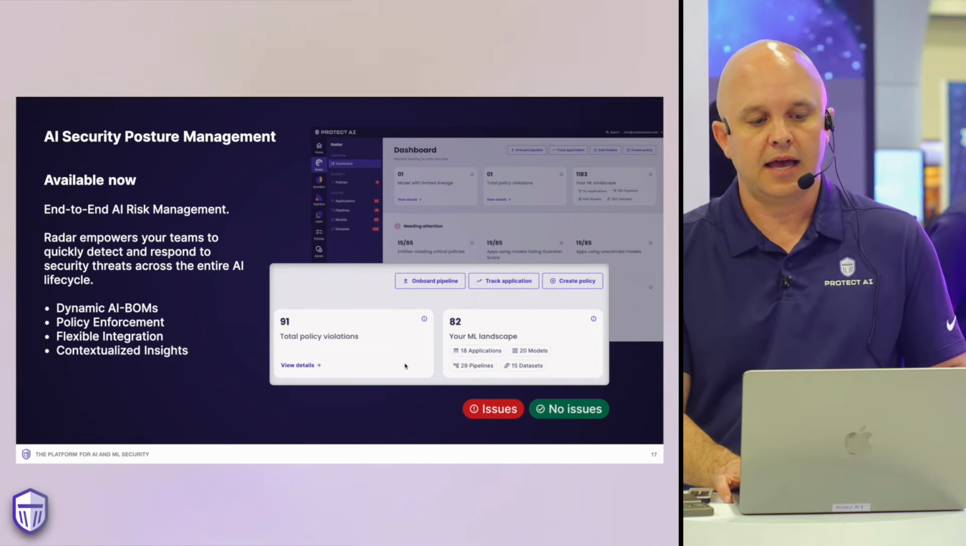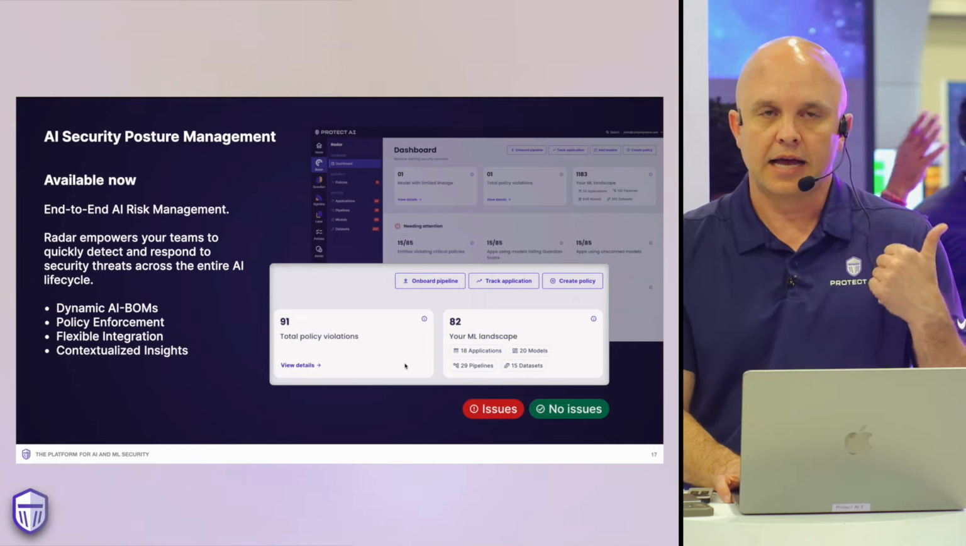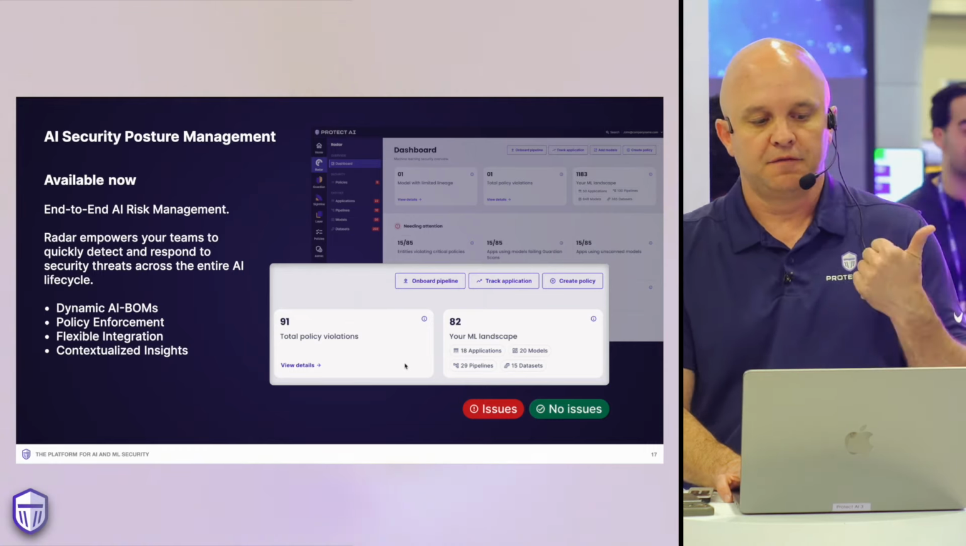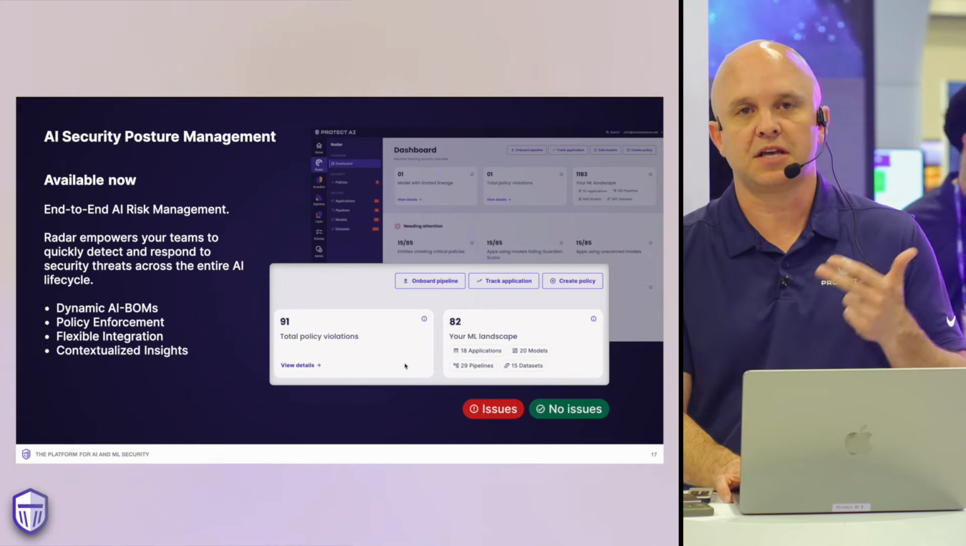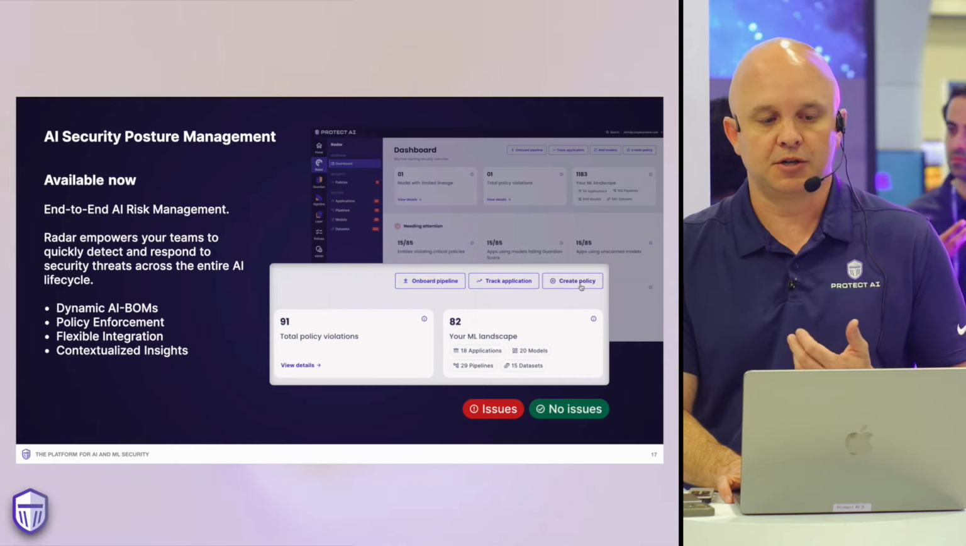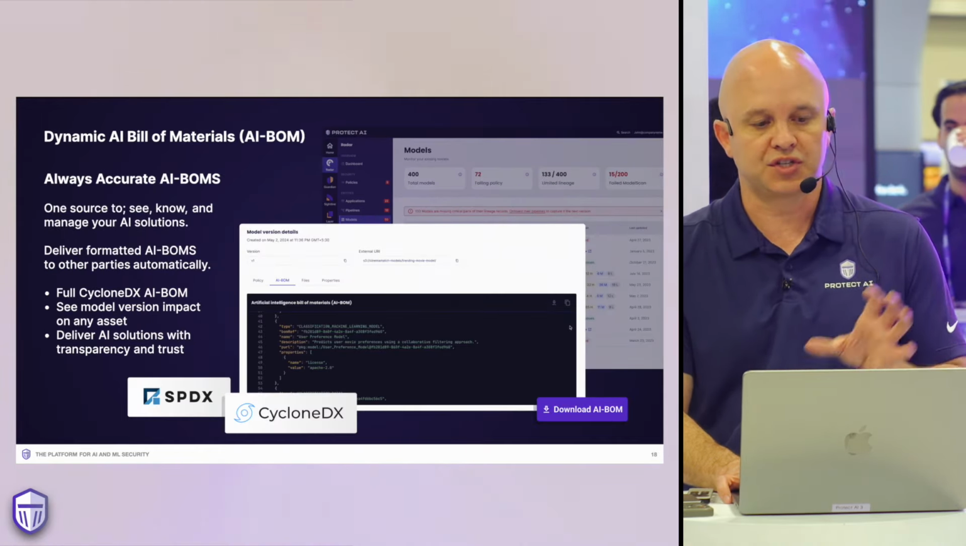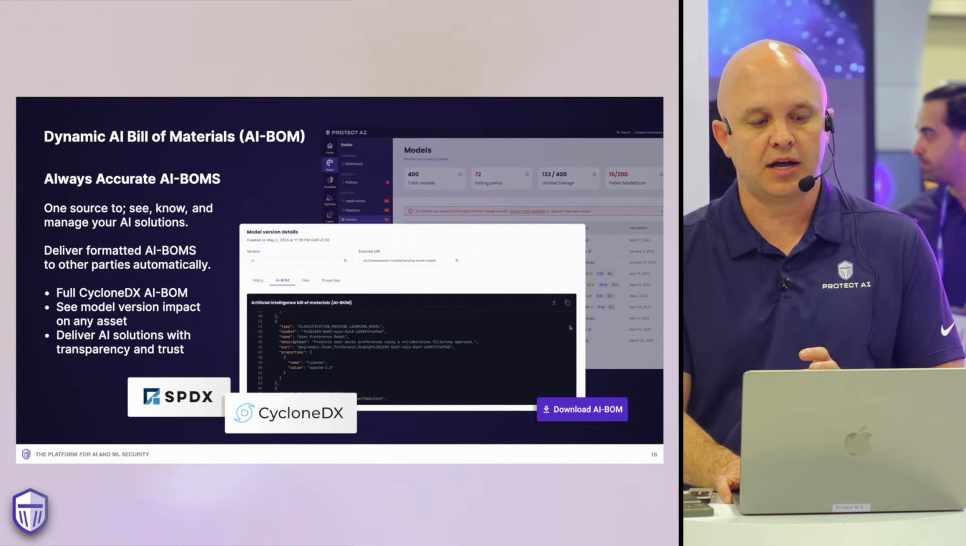It is end-to-end AI risk management. It generates dynamic AI-BOMs, as I mentioned, allows global policy enforcement, flexible integration with your MLOps components, and ultimately giving you contextualized insights. Let's start with the dynamic bill of materials. It's an always accurate AI-BOM. It is one source to see, know, and manage your AI solutions.